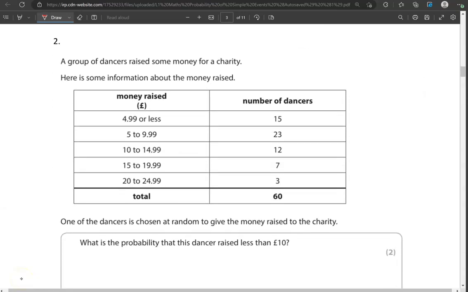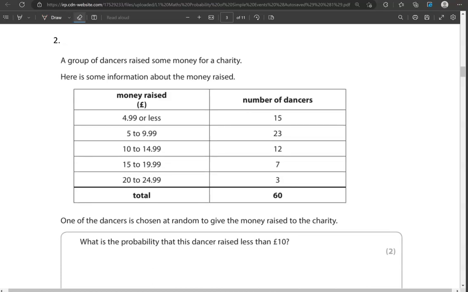A group of dancers raised some money for a charity. Here is some information about the money raised. One of the dancers is chosen at random to give the money raised to the charity. What is the probability that this dancer raised less than £10?